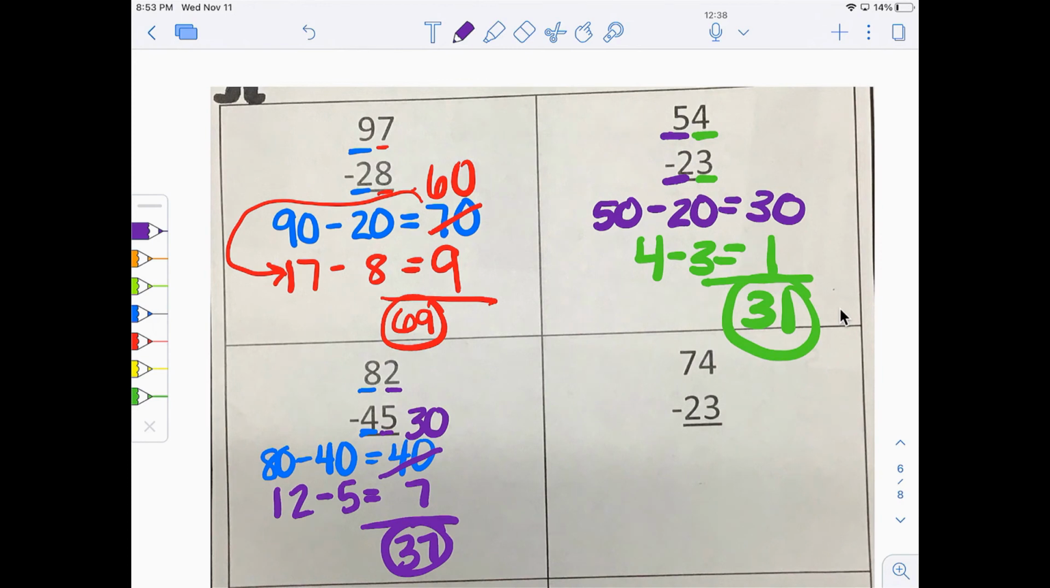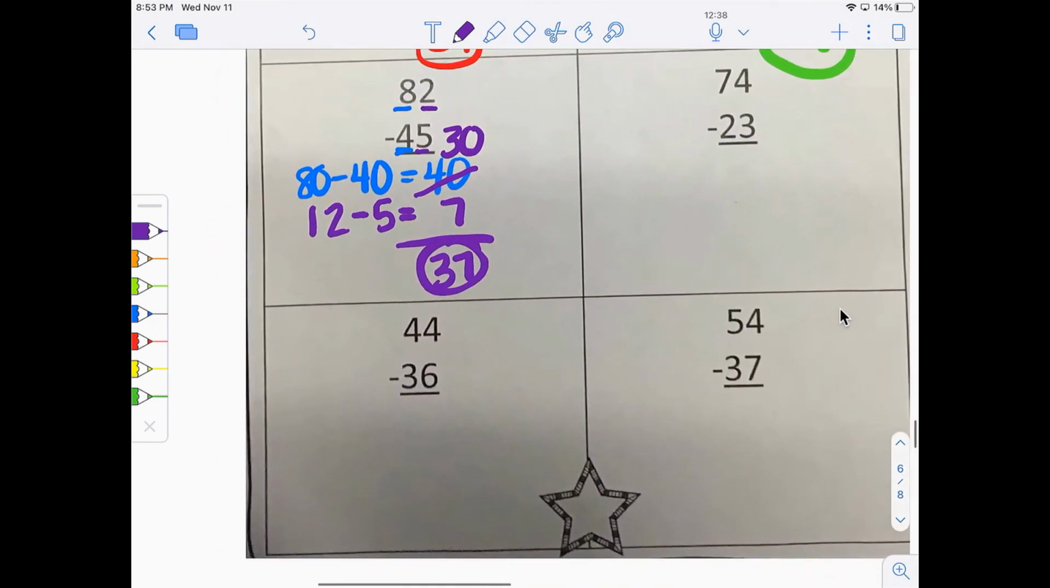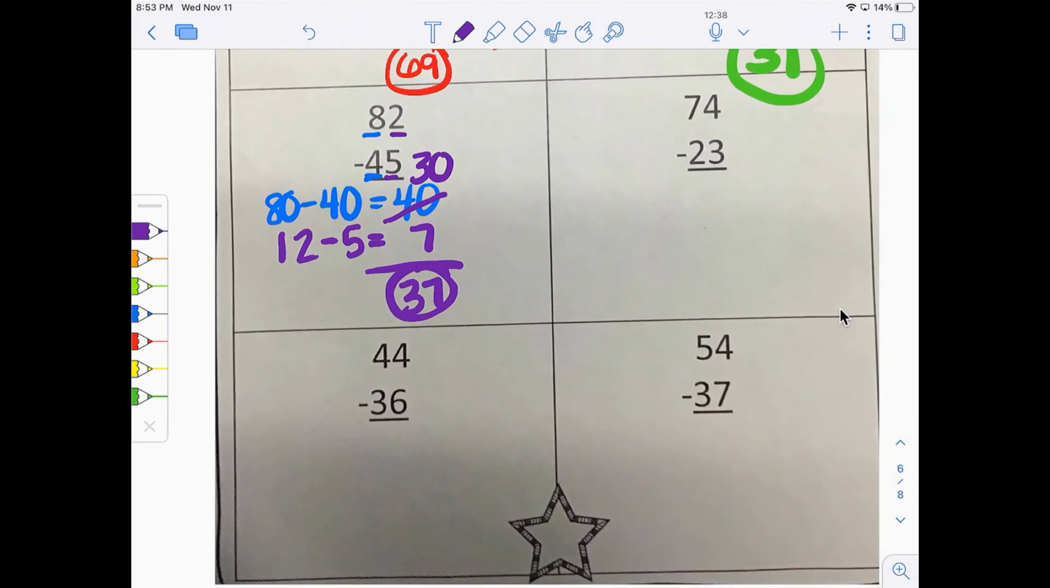Just to wrap our brains around it, let's go ahead and do this one down here. All right, so I have a 4 and a 3, okay? So I'm going to do 40 minus 30 equals 10, all right? Now I'm going to look at the ones place. I have 4 minus 6. Remember, I have to keep them in order. So 4 minus 6. Oops, can't do that, because if I only have 4, I can't take 6 away.